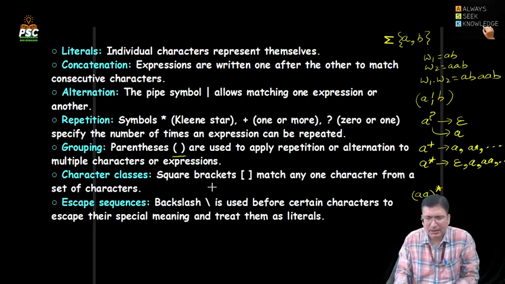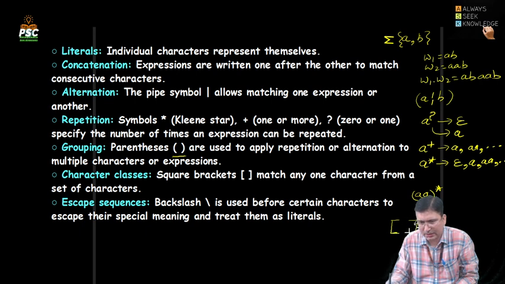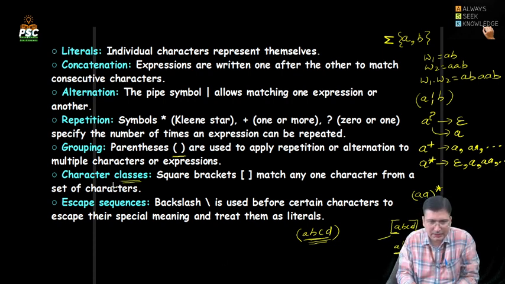Then character classes. If I want to represent a single place, and in this place this single character can be either A or B or C or D, then I can write it inside the square bracket. If I write the same thing with parentheses, A, B, C, D, that means it is a grouping. Altogether A, B, C, D must come in a sequence. But if I write the square bracket A, B, C, D, that means there is a single place where either A can come, or B can come, or C can come, or D can come. Okay. So that is the character class we can define.